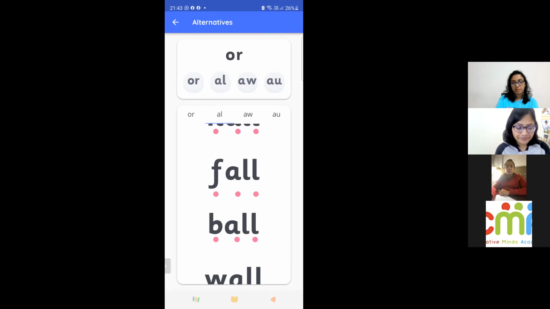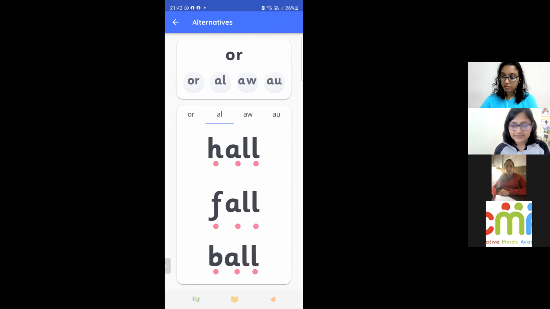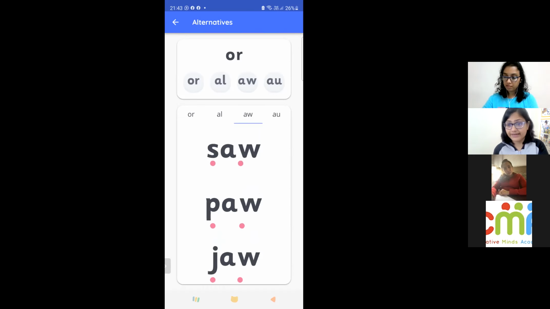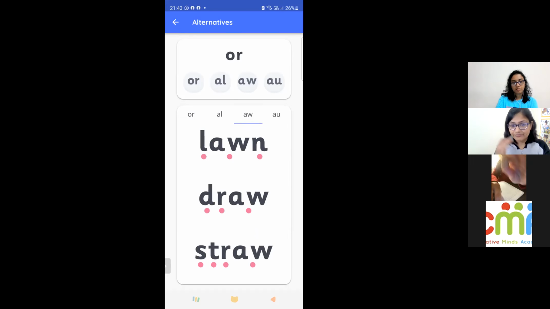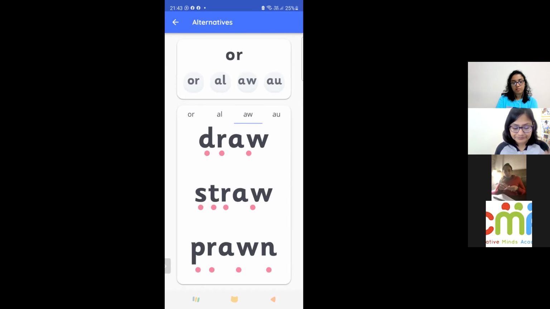Now here you can see that W is mostly coming towards the end. So if you hear the aw sound at the end, it is mostly AW. And as I said, before L and N also you have W.